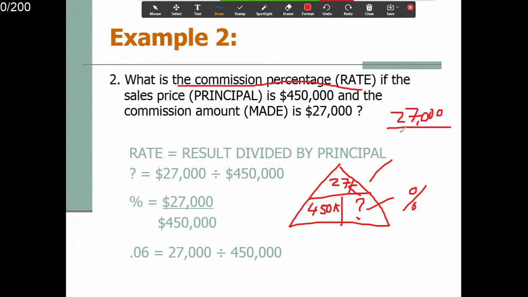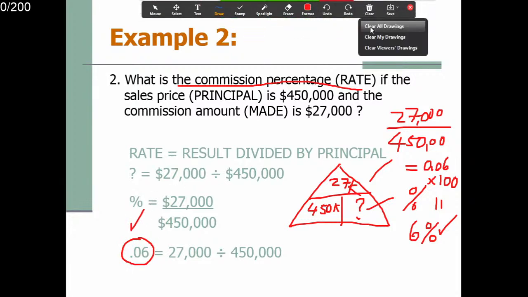So from here, 27,000 divided by 450,000 equals 0.06. You times it by 100, so it equals 6%. So they ask you what your commission is. The other two numbers are given: you sold the house for 450,000 and earned 27,000, so you divide 27,000 by 450,000. The answer is 0.06, you times 100, and this is 6%. Everybody clear, right? Let me save this.